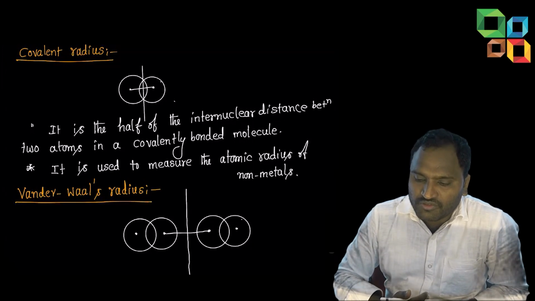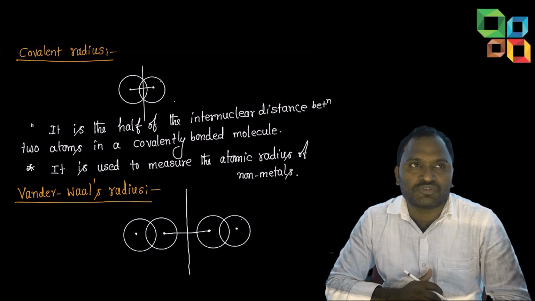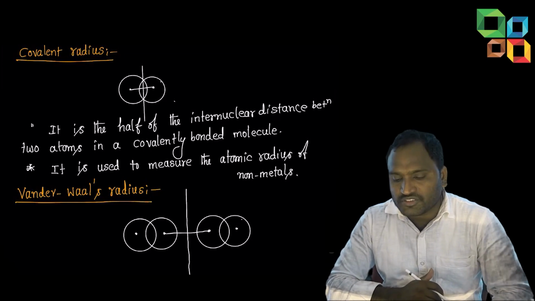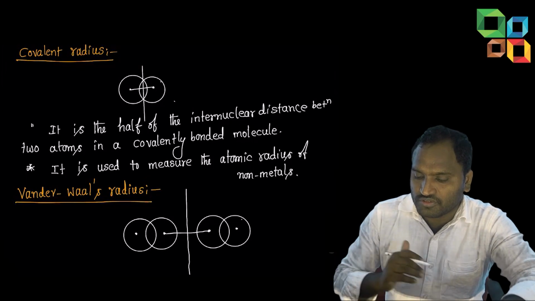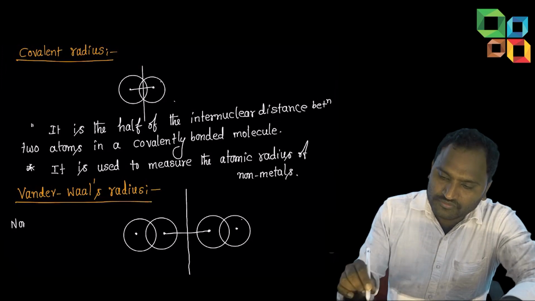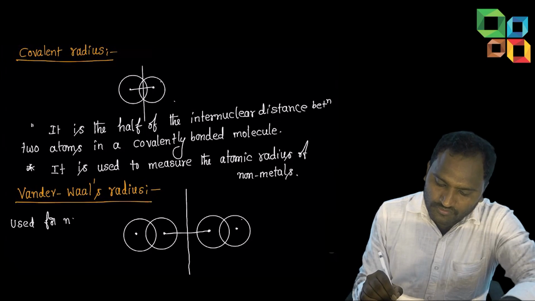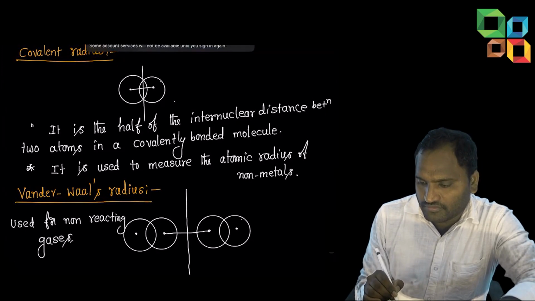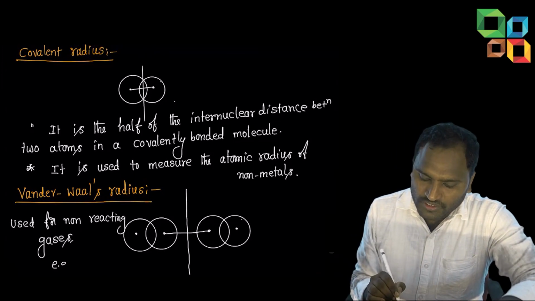Okay students, these definitions they won't ask, but comparison they may ask. Generally, van der Waals radius is used for measuring the radius of non-reactive gases, inert gases, noble gases. We can use this method because they won't form chemical bonds in a molecule. So van der Waals radius is used for non-reacting gases, noble gases also.